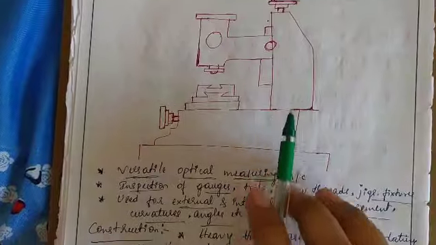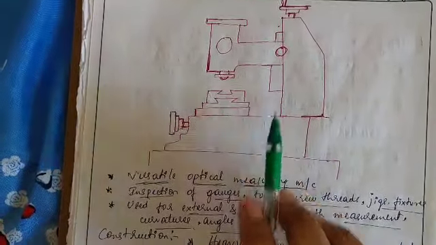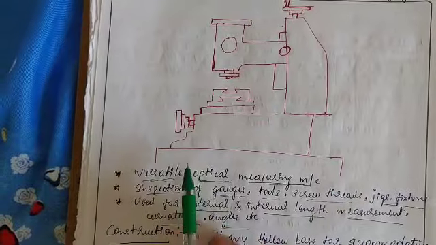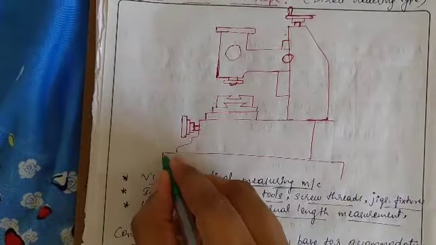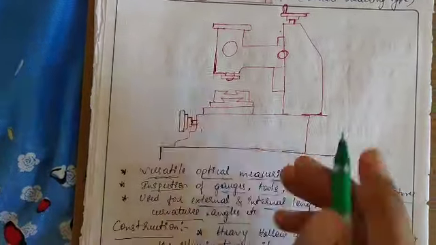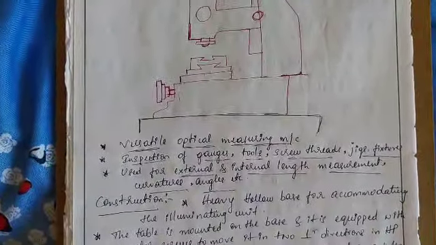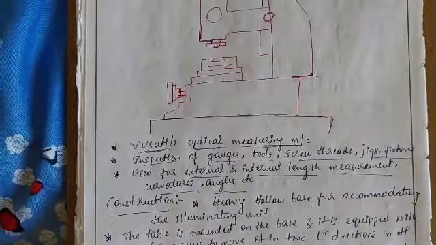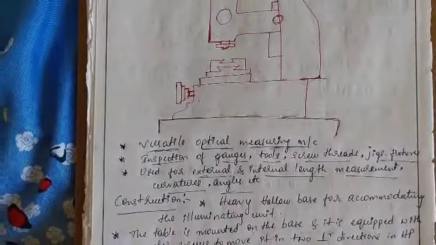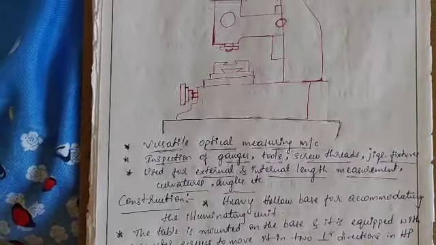This figure shows the tool maker's microscope. It consists of a heavy hollow base for accommodating the illuminating unit. This is the hollow base, and this is the table. The table is mounted on a base, and it is equipped with a micrometer screw to move it in mutually perpendicular directions in the horizontal plane.